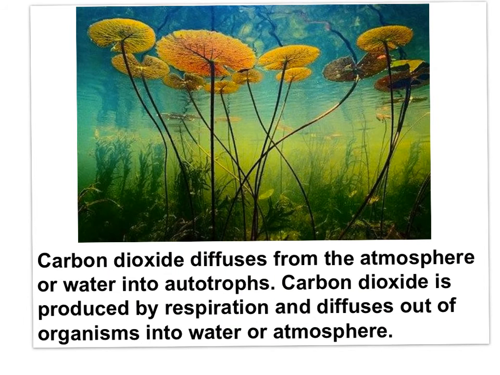Carbon dioxide diffuses from the atmosphere or from the water into autotrophs. In aquatic environments, the carbon dioxide is available directly from the water. Carbon dioxide is produced by respiration and diffuses out of organisms into the water or the atmosphere.